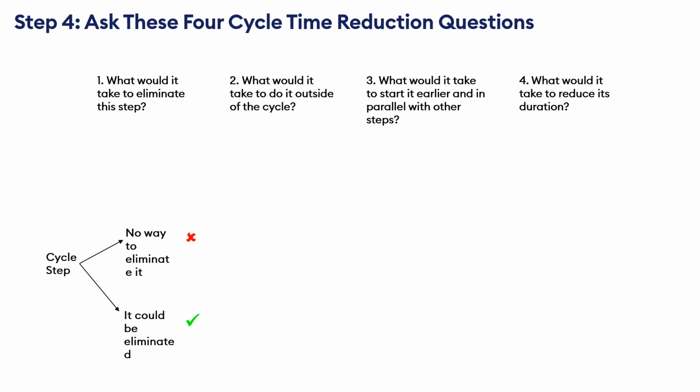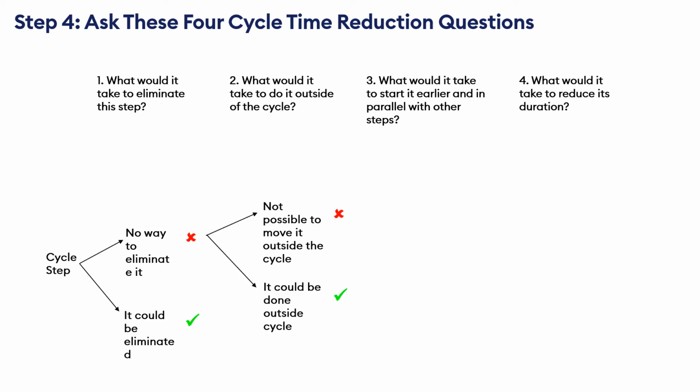If there's no way to eliminate the step, we move on to the second question, which is, what would it take to do it outside the cycle? In the case of the Boxformer, where the cycles are really back-to-back, there isn't any outside the cycle time to move a step to, but in the case of a changeover or a film splice, for example, there are often steps in the process that can be performed before the line goes down or after it has come back up, again reducing the time the machine is down for.